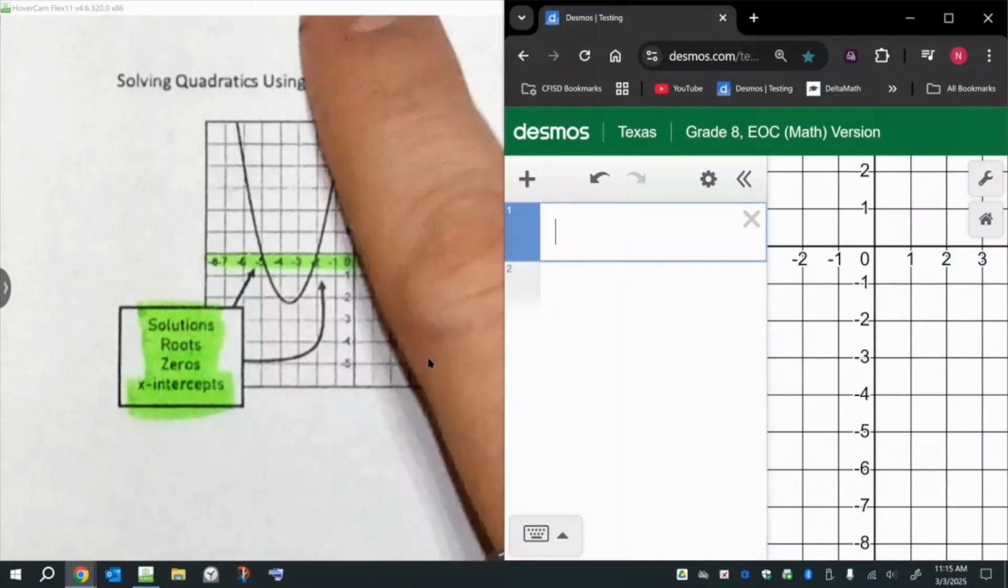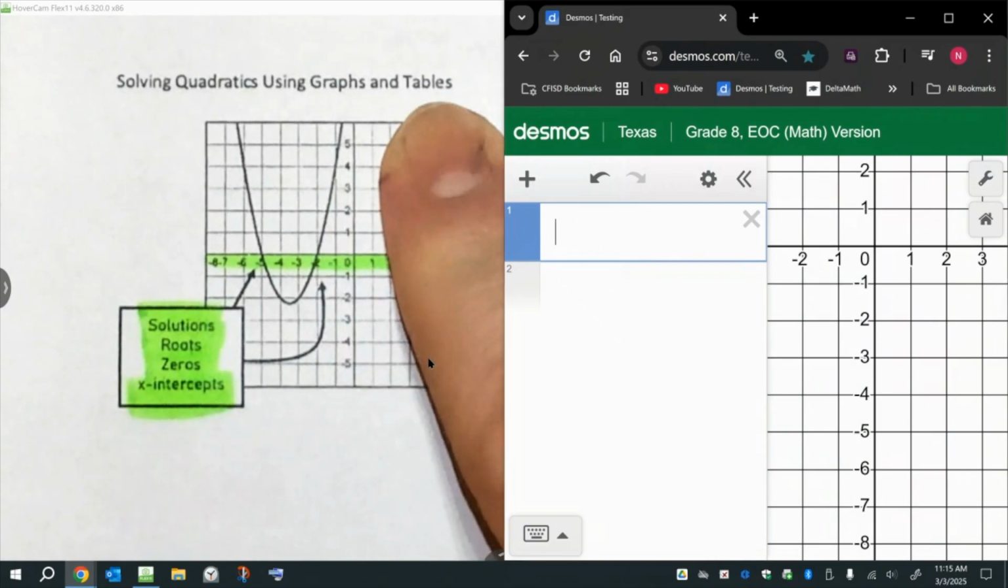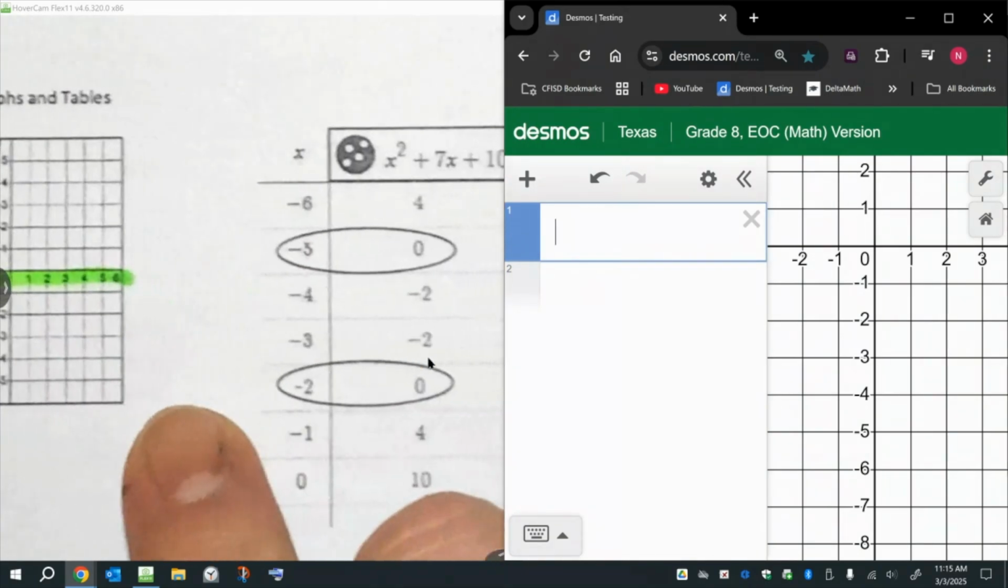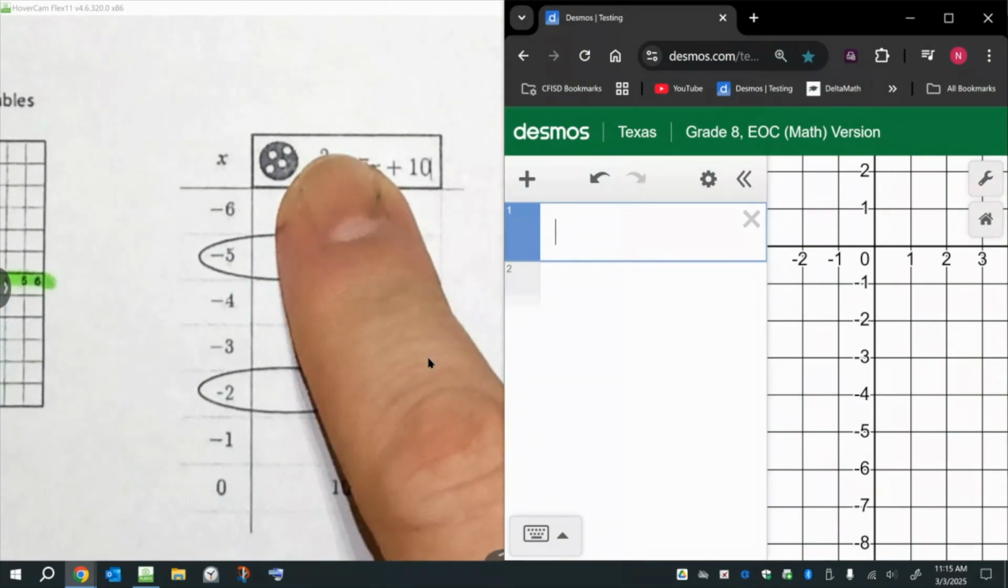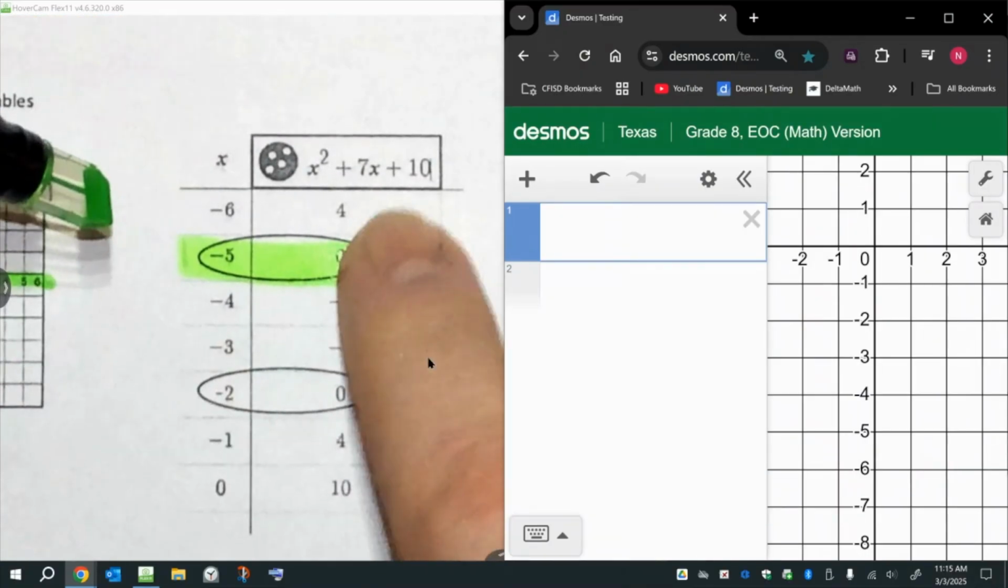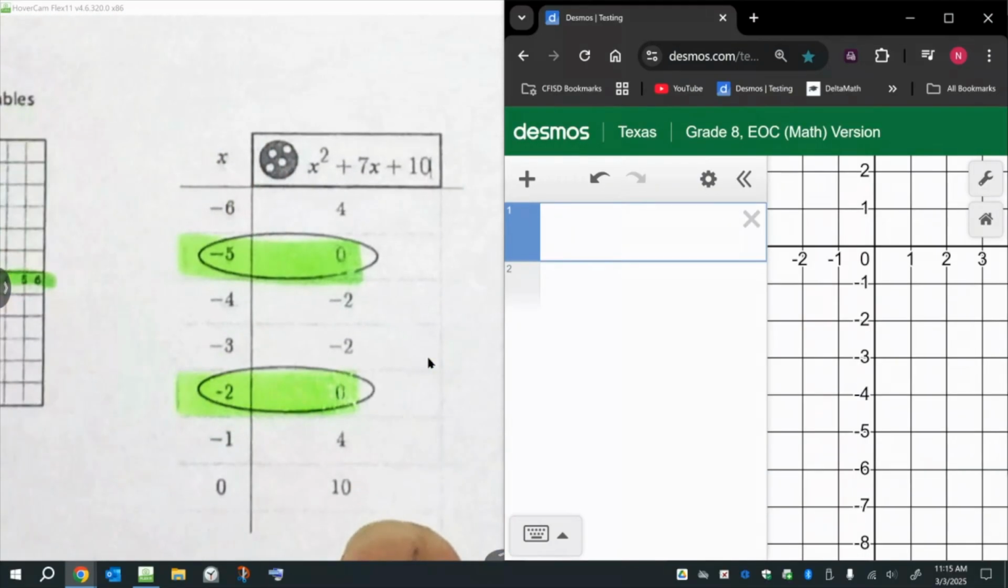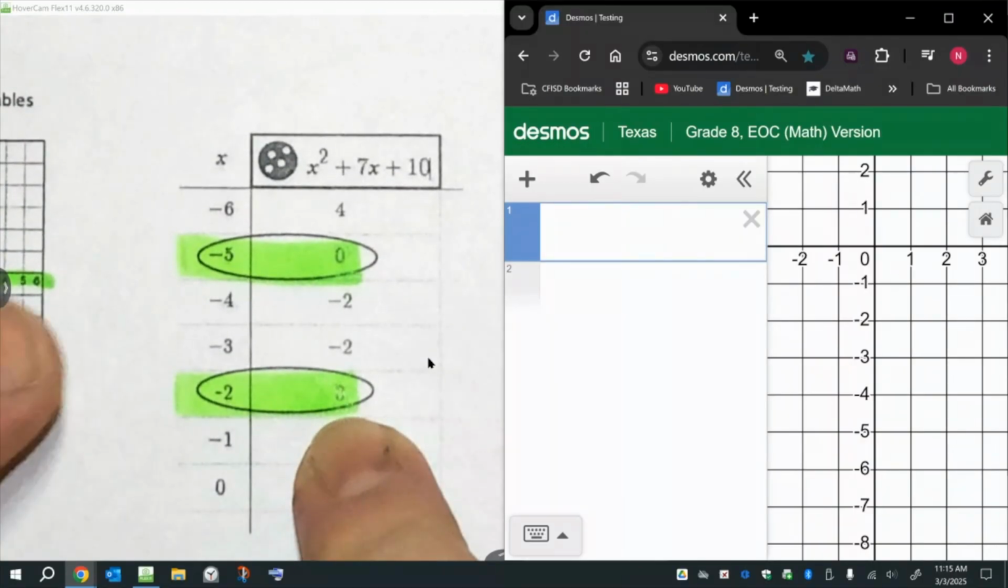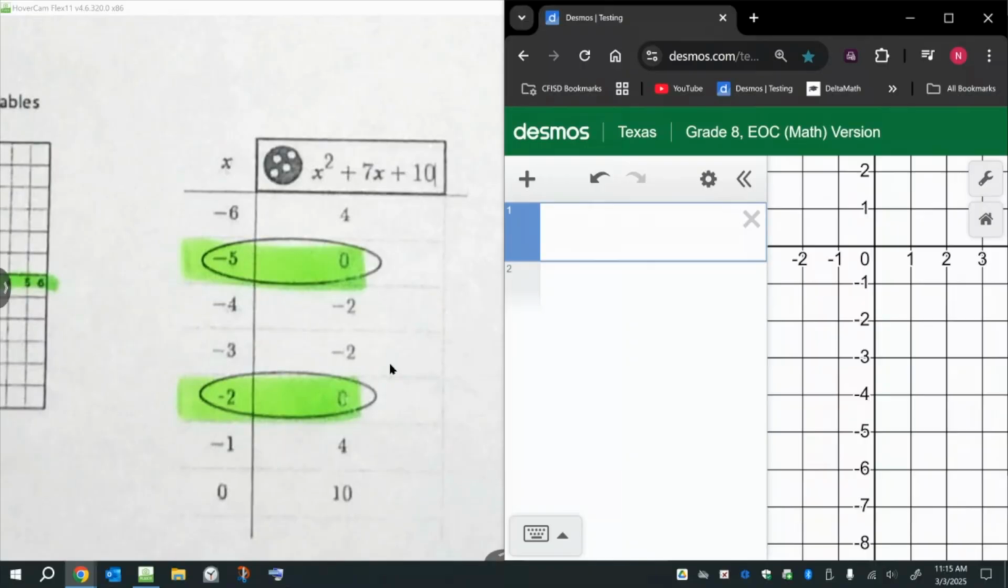Okay, so that's from a graph. We can also tell what it is from a table. In other words, if I were to type it into a table, this is the equation, here's the table. I just want to know when this column is 0. And when that side is 0, these are my x-intercepts, or my roots, or my zeros, okay?